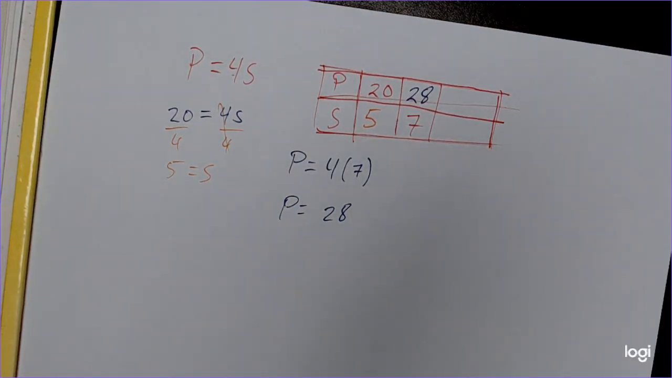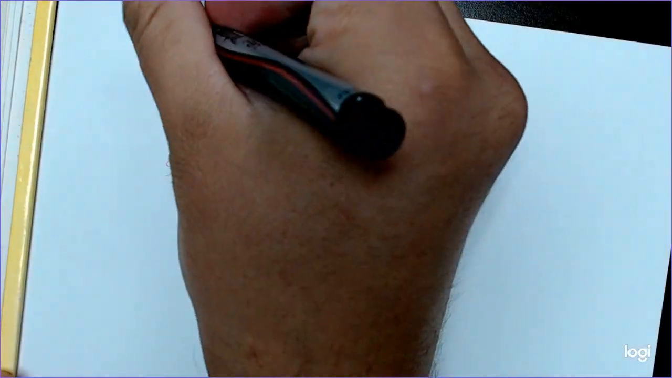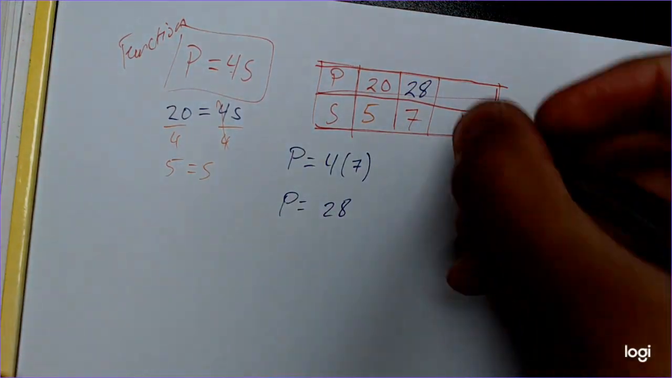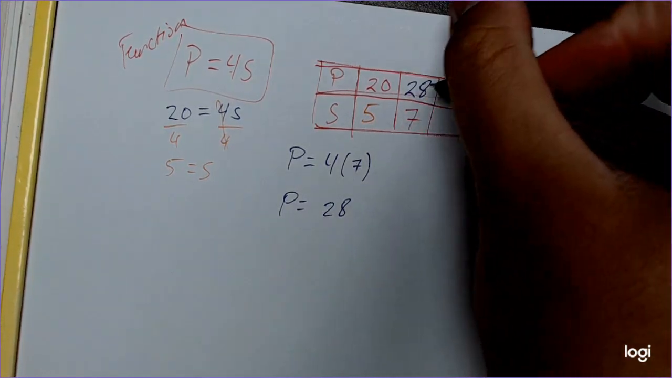What your book is going to do is they're going to give you a functional equation like this. This is the function. They're going to give you a chart. They'll have a bunch of numbers written down.